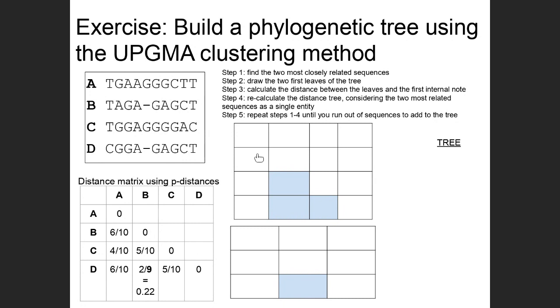That's the next part. We are going to build a matrix, or many matrices, and we start building a tree here. So once I have the p distances, which are the differences between each of these two in proportion to how long the sequence is, so that's like 6 differences out of 10 nucleotides that are compared, then I find the smallest number between those two.